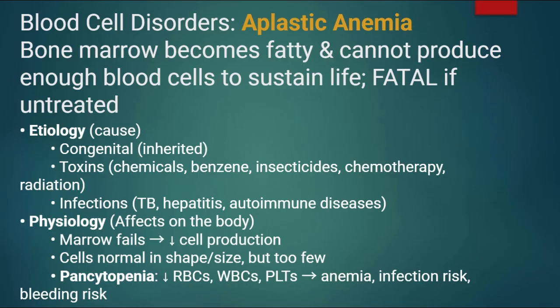Aplastic anemia, also called hypoplastic anemia, is a rare but serious disorder where the bone marrow fails to produce enough blood cells. Instead of active marrow, it becomes fatty and underactive. This condition can be fatal if left untreated.